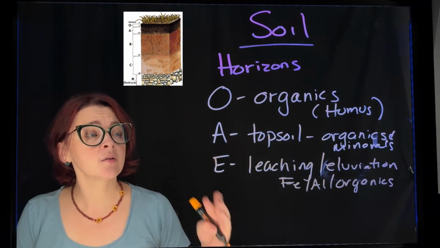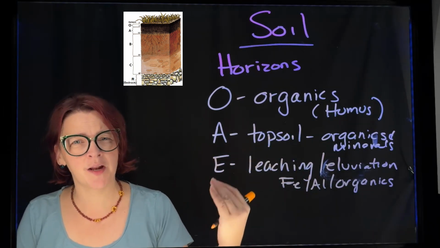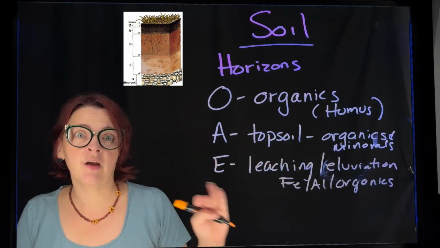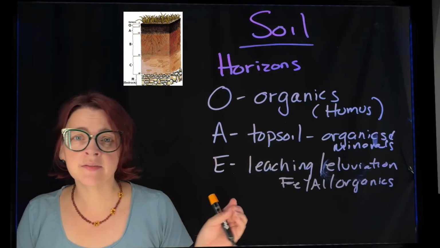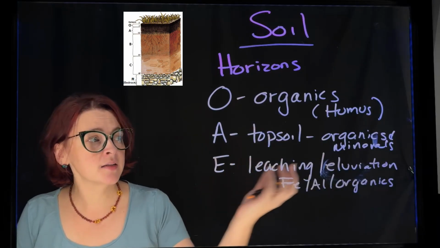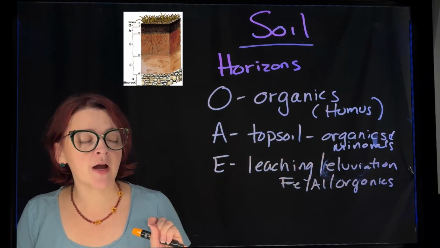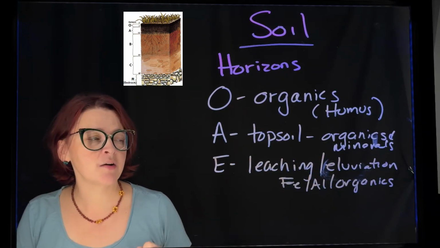the B horizon. So the E horizon can be found in either an O or an A. It's always found above the B horizon. It tends to be gray in color because these aluminums and irons have been leached out of that area.